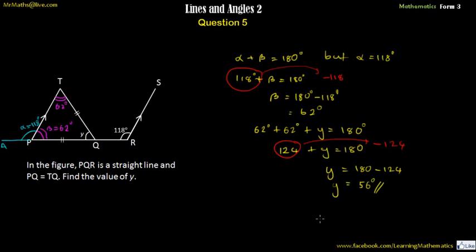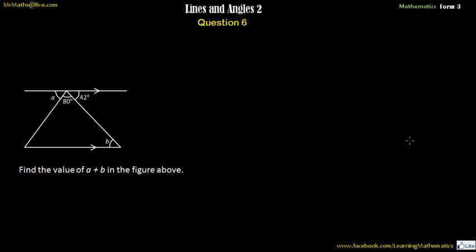Move on to the next question. Question number 6. There's a triangle, and we have 2 parallel lines there, at the bottom and at the top. 2 of the angles are given at 80 degrees and 42. And the question is, find the value of A plus B. Please take a look at the question carefully, understand it fully, and then try it on your own. Solve the question, and then pause the video before that. Are you ready? Have you found the answer? Let's take a look at how I solve it.